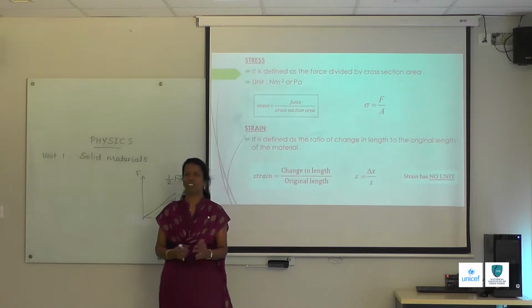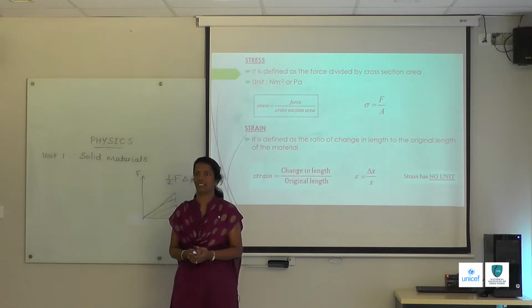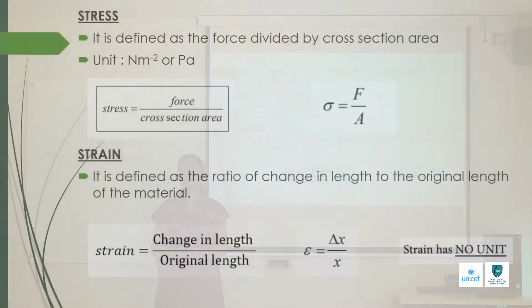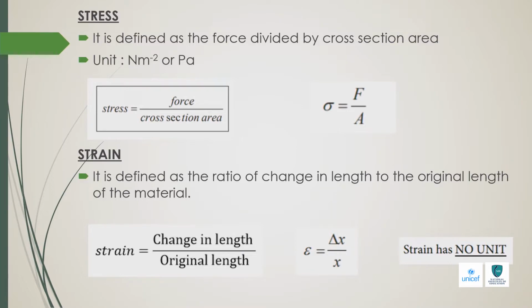Stress. What is exactly stress? Stress is the force exerted per unit cross-sectional area. It is represented by the symbol sigma. So, the formula goes as F divided by A. So, what should be the unit of the stress? It is Newton per meter square, which has the same unit as that of pressure, so which could also be considered as Pascal. So, the SI unit of stress is Newton per meter square or Pascal.